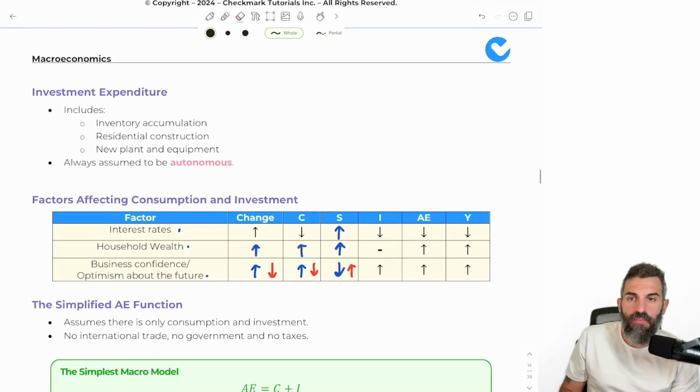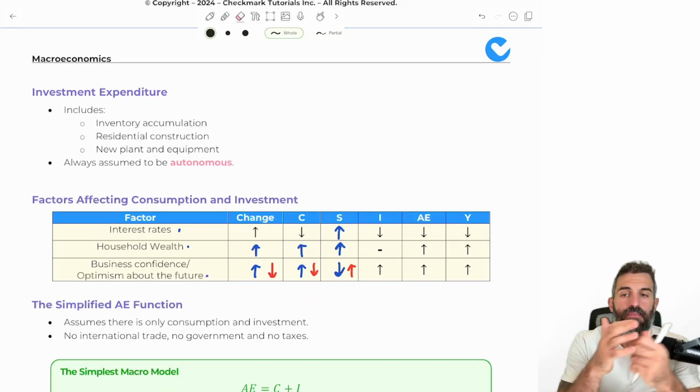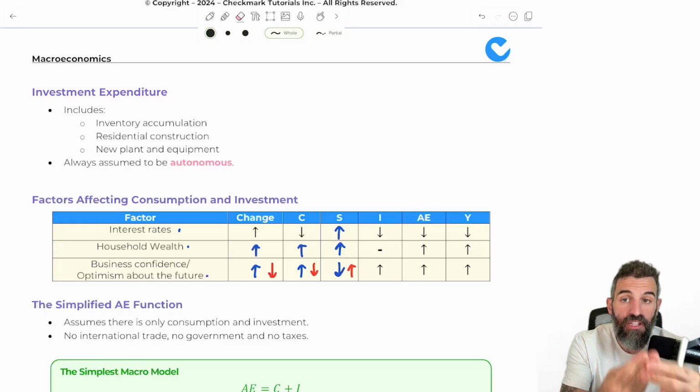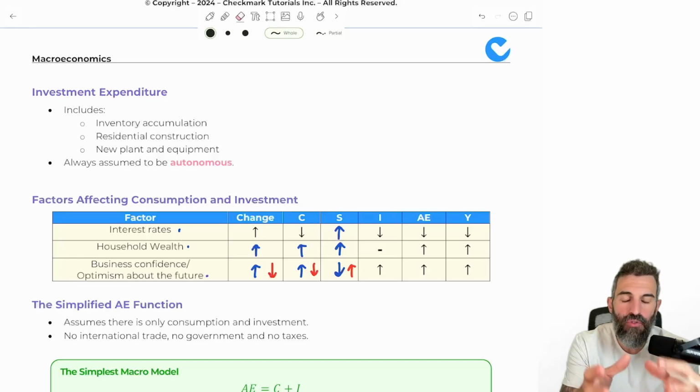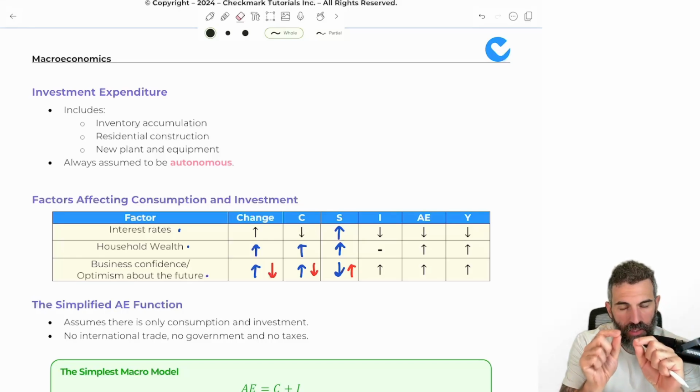Okay, now investment expenditure. We spoke about this a little bit in the previous chapter. So just a reminder, it's made up of 3 things. New plant and equipment. So this could be new machinery, new factories, that sort of thing. Residential construction is the construction of new homes. And inventory accumulation. I want to just double click on that for a second.